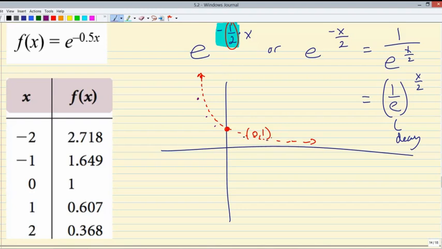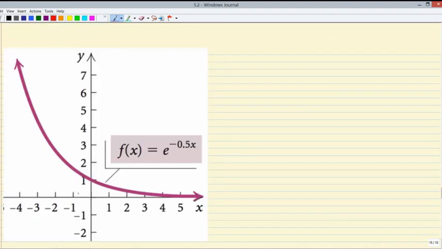It still goes through here, 1/2, 1/2, because if you put in 0 over 2, it's still 1. So this is going to be kind of scaled down. It's going to be crunched down a little bit. Regular e to the x goes like this. If you multiply this by a 1/2 scaling factor, all of these points are cut in half.